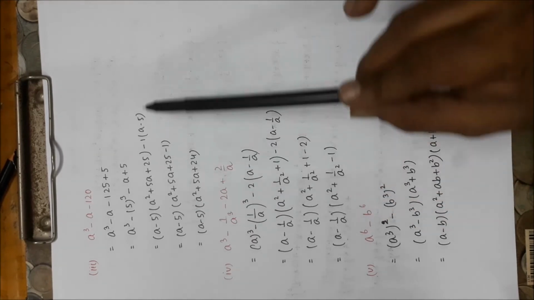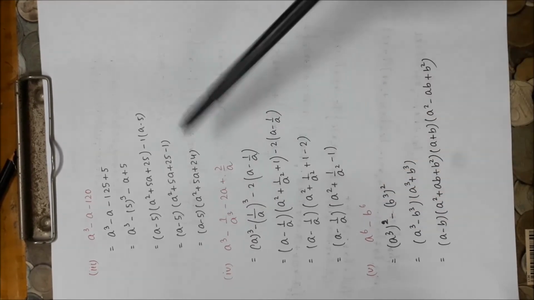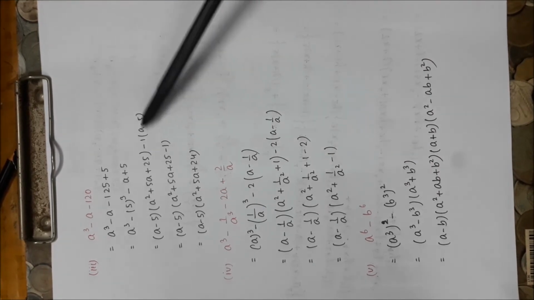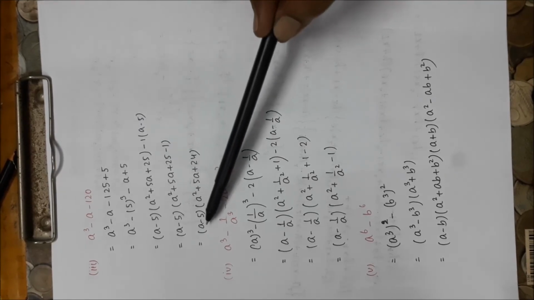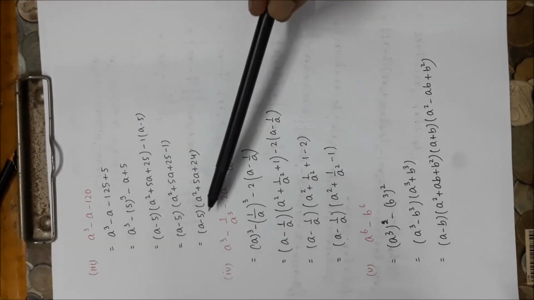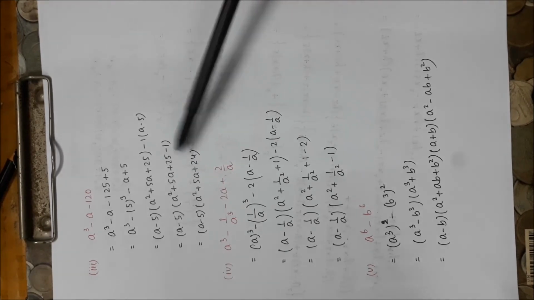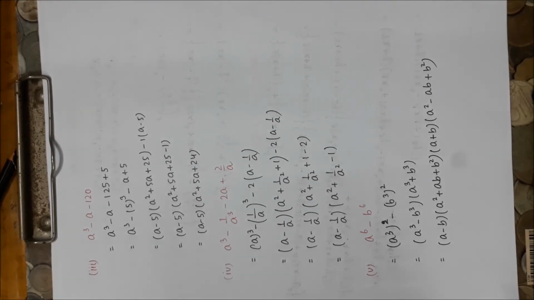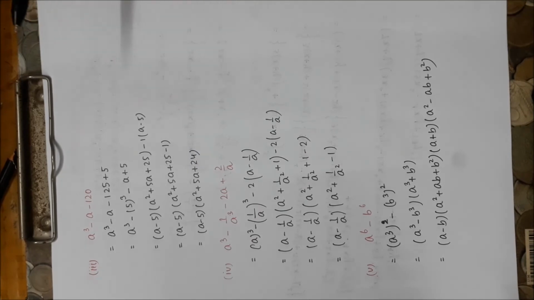Now from these two terms we are taking a minus 5 as common, so we'll get a square plus 5a plus 25, and since a minus 5 is taken common, so we'll get minus 1. So if you simplify, you will get a minus 5 multiplied by a square plus 5a, 25 minus 1 equals to 24. So the factor is a minus 5 multiplied by a square plus 5a plus 24.